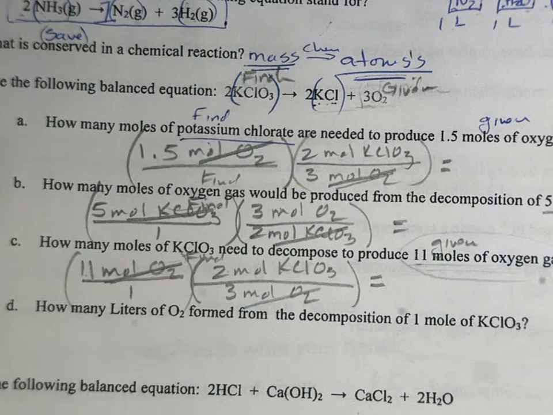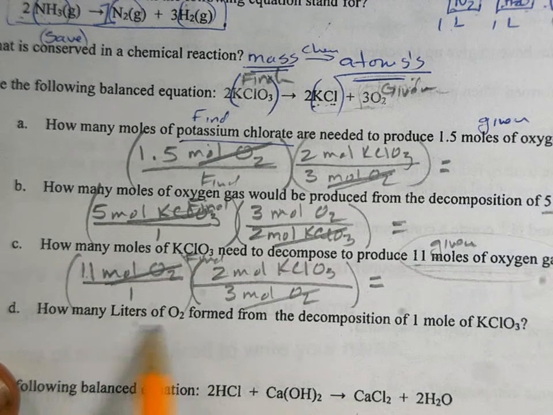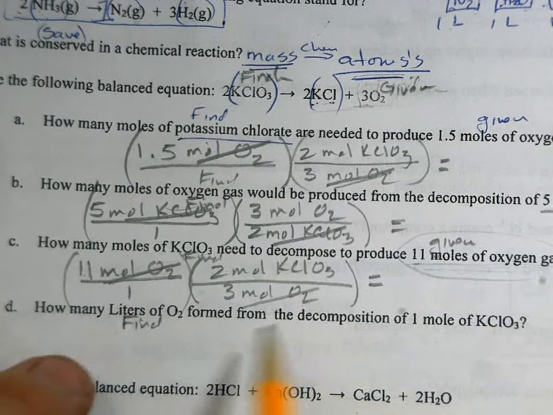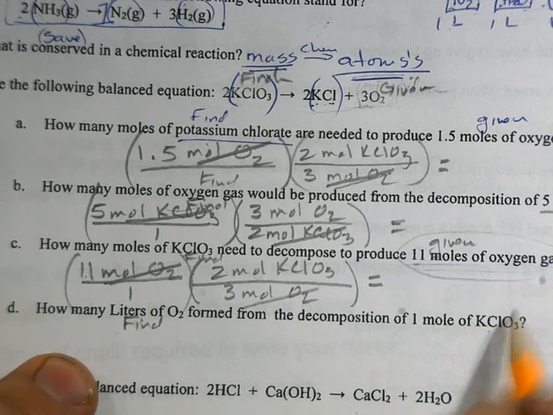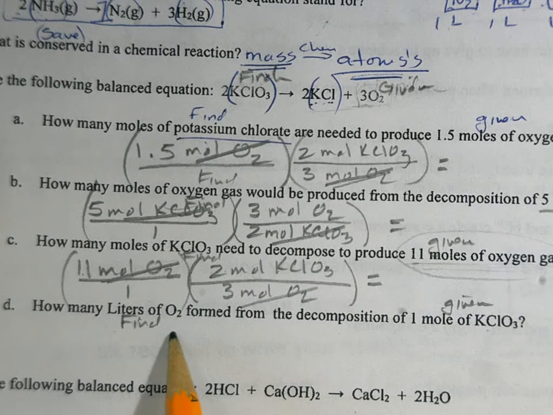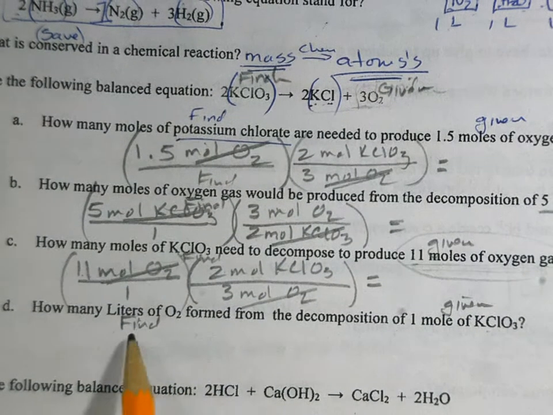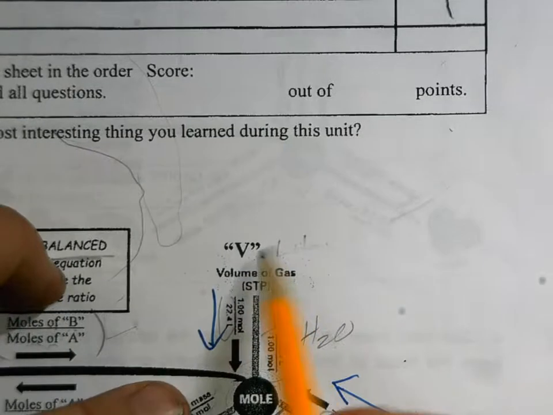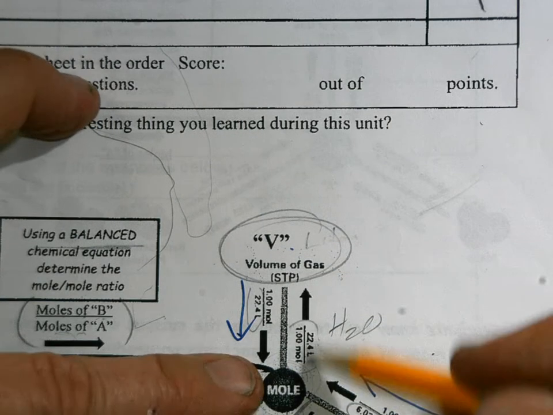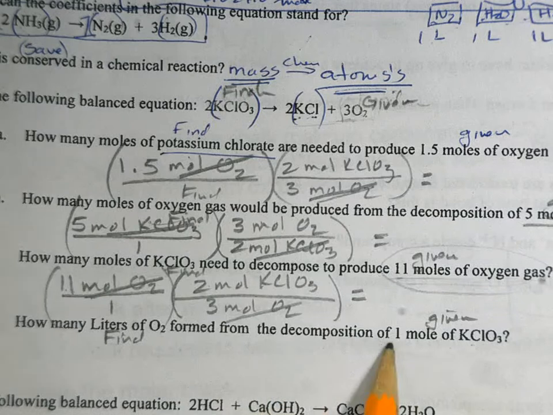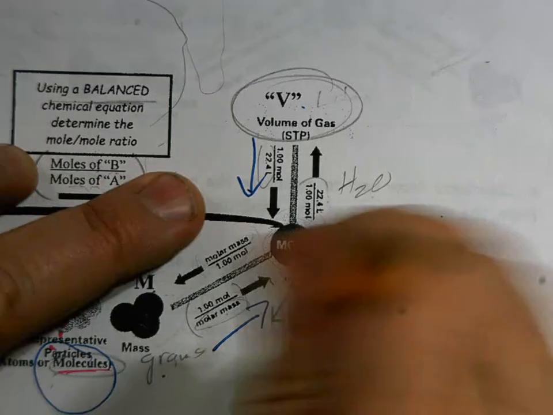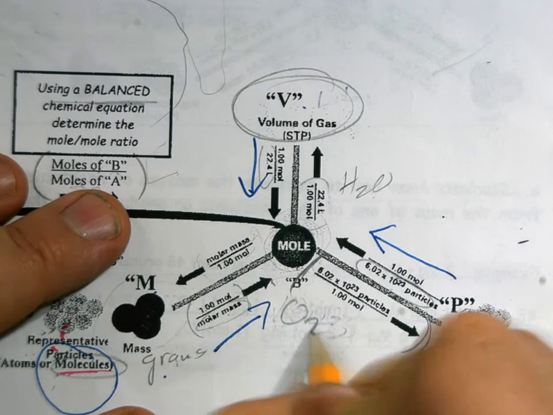So in this one, now we're doing an extra little step right here. How many liters of O2? So that's what we're trying to find. We're trying to find liters of O2 from the decomposition of 1 mole of KClO3. This is our given, 1 mole of KClO3. And when we look at our MVP triangle, we're trying to find volume. So at some point we're going to have to convert this, and we're starting with 1 mole of KClO3. So we're finding oxygen. I'm going to label this side now, erase away the find. We're trying to find oxygen.